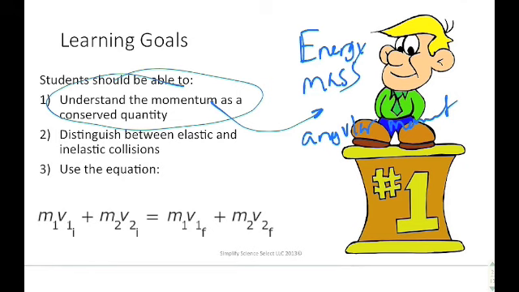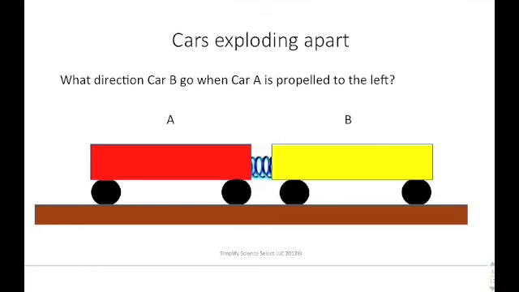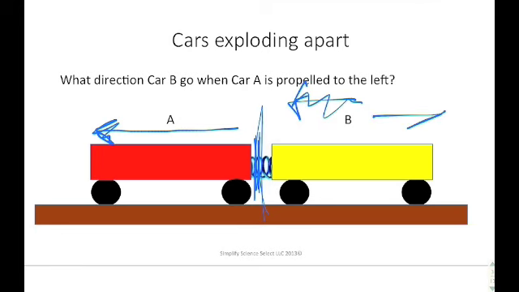You should be able to distinguish between an elastic and an inelastic collision, and you should be able to use this equation, which is demonstrating the law of conservation of momentum. So, if you have cars that are exploding apart, and we did this in the lab, you've got car B, you've got car A. What direction will car B go when car A is propelled to the left? If you release this spring right here and it pushes car A to the left, you won't all of a sudden see car B go to the left also when they're detached. Instead, you'll see car B go to the right.